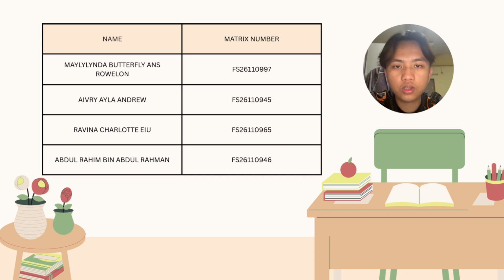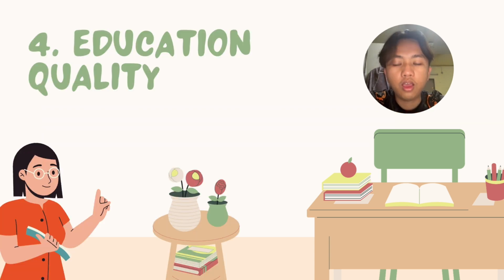My name is Rahim bin Rahman, and in this video, my group and I will be presenting about verb tenses. My team is comprised of Melilinda Butterfly, Rahim bin Rahman, which is me, Ivory Ayla, and lastly, Ravina Charlotte. We will be explaining each verb tense based on the topic education quality.